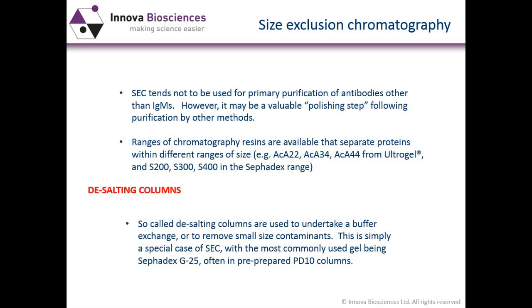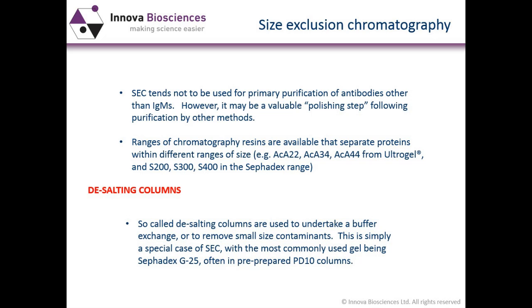There are a number of chromatography resins that are available, and you have to choose these based on the size of the molecules that you want to separate. So Ultrogel columns come in different sizes of ACA 22, 34 and 44, for instance. And in the Sephadex range, S200, S300 and S400 resins are very useful for purifying antibodies at various stages.